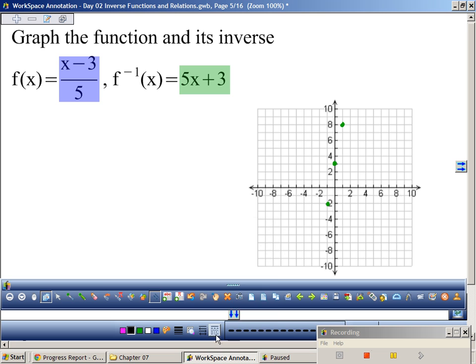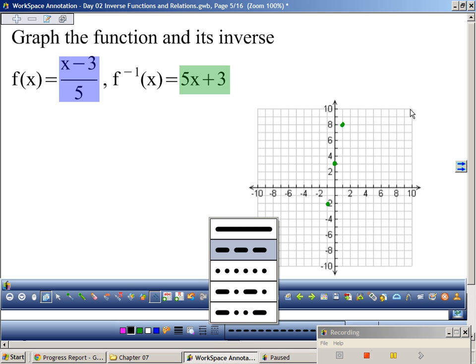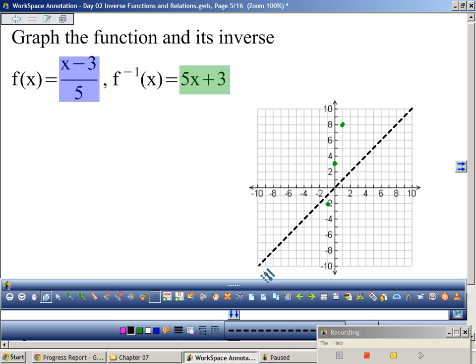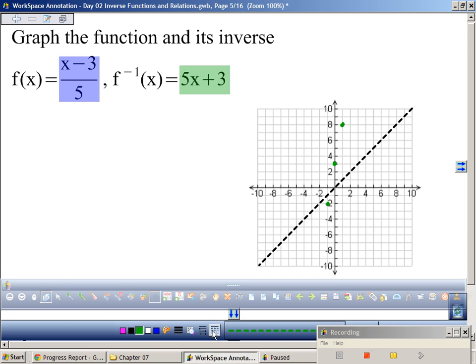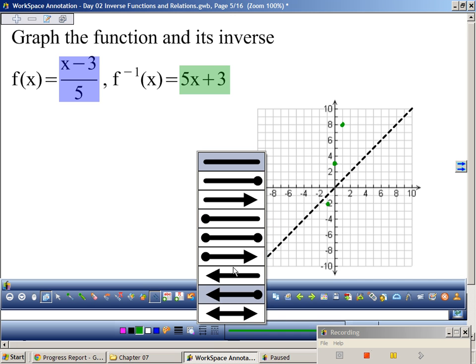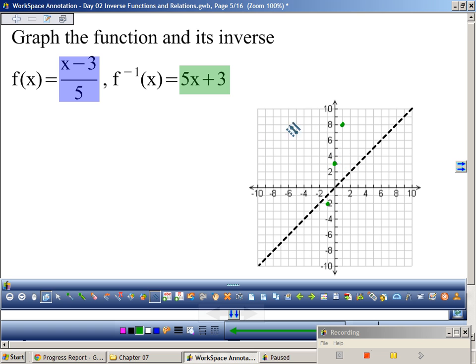There's our first line. Actually, while I've got it on there, let's do a line of reflection. So now I need the line of reflection, unless we say otherwise, yes. Okay, so right there is that graph right there.